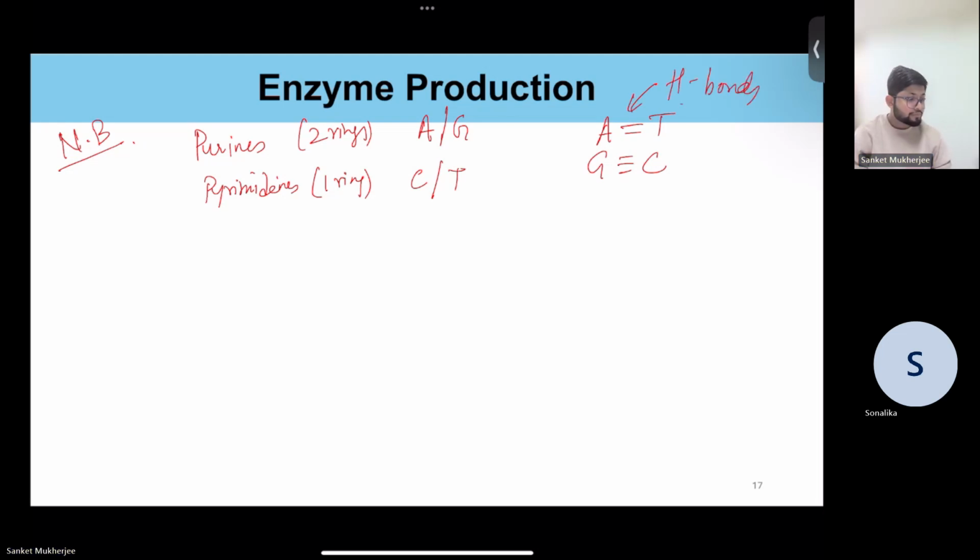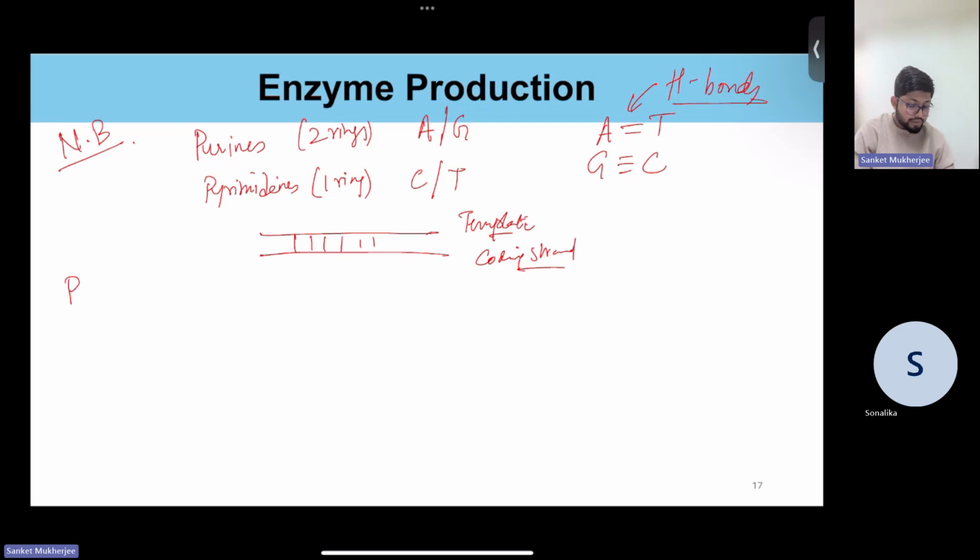So we know that DNA is complementary in nature. There is a primary strand, which acts as a template strand, and there is another strand which is complementary to it, which is called the coding strand. So these are just some basic concepts.